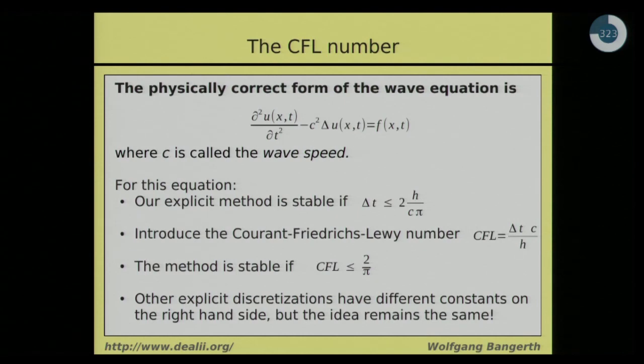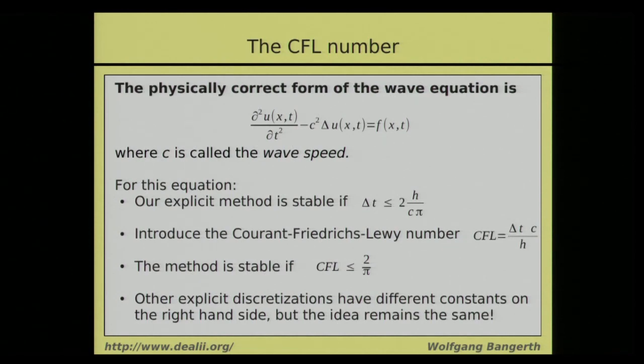I would like to show you this in a slightly different form. The actual wave equation, physically correct, has a term in front of the Laplacian that is c squared, where c is something like the wave speed. If you want this wave equation to describe, for example, the propagation of sound or a wave along a string, then typically c is a wave speed and it's squared.